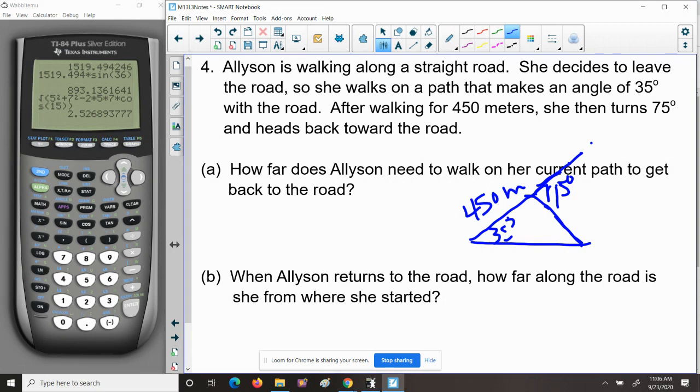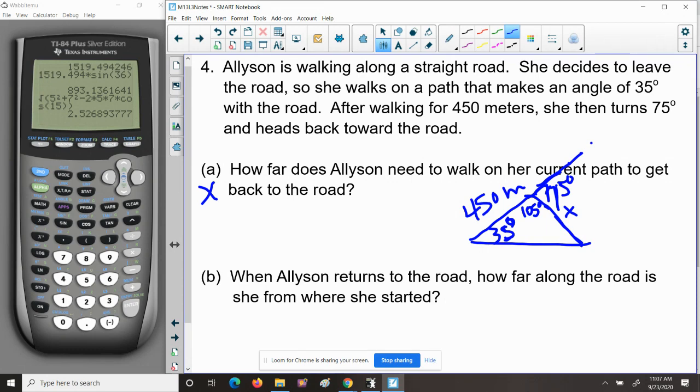What we have to realize is that when she's turning that 75 degrees, that, like I said, is on the outside of our triangle. So inside, we could take from 180, and that would leave 105 inside the triangle for that angle. Okay, so we've drawn everything here. 75 outside, 105 inside. How far does she need to walk on her current path to get back to the road? Okay, so this is our x. We're trying to find this in part A. We're trying to find how far she needs to walk to get back to the road.